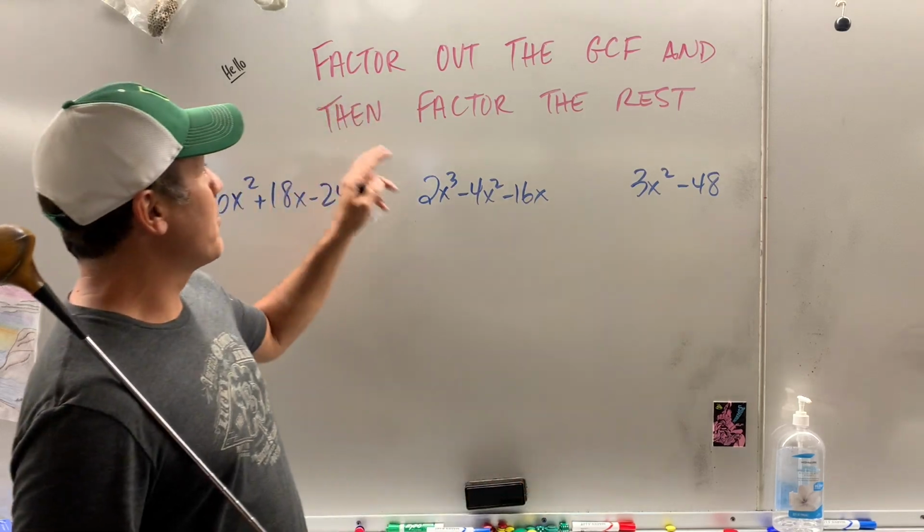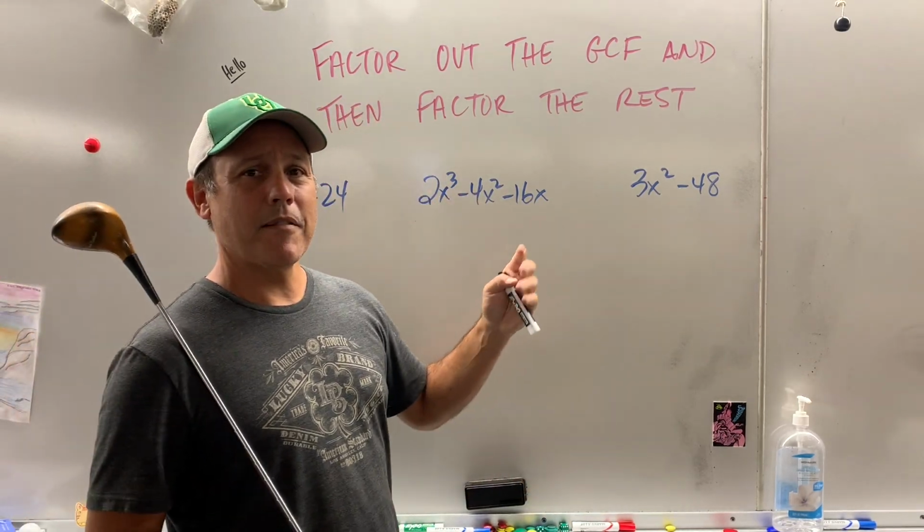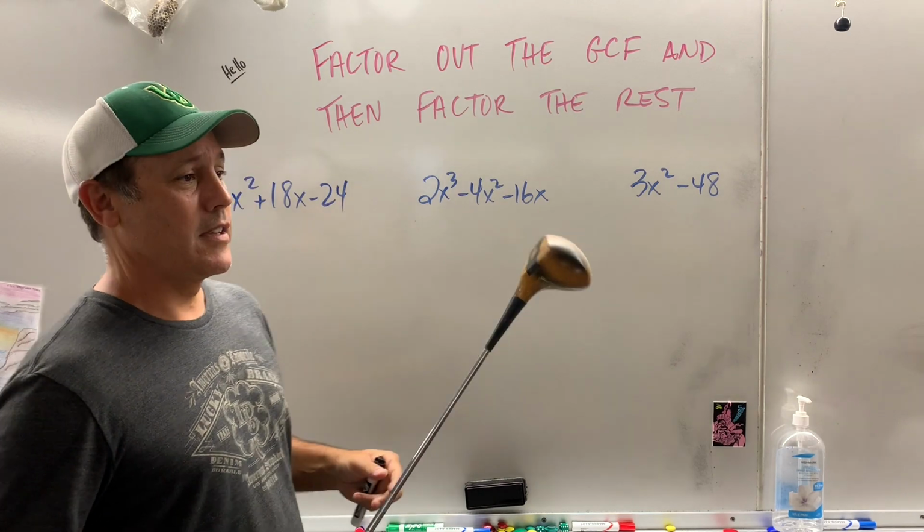All right, we're back. We're going to factor out a GCF, the greatest common factor, and then factor what's left over, okay? Now look at this thing.